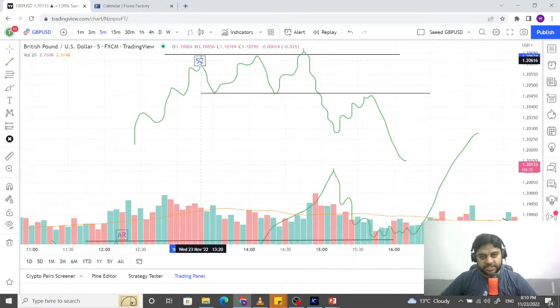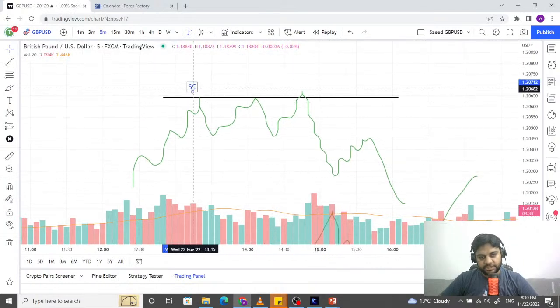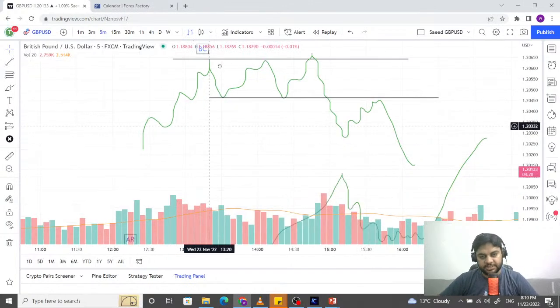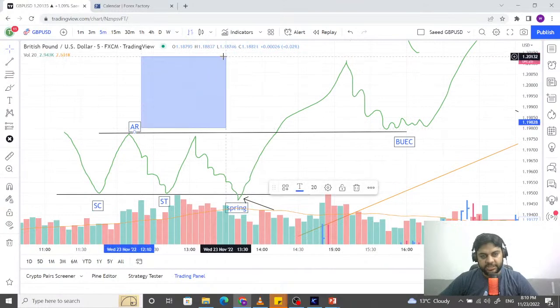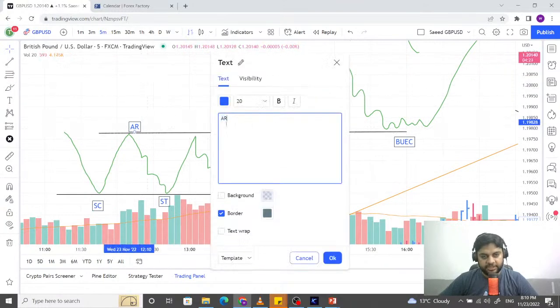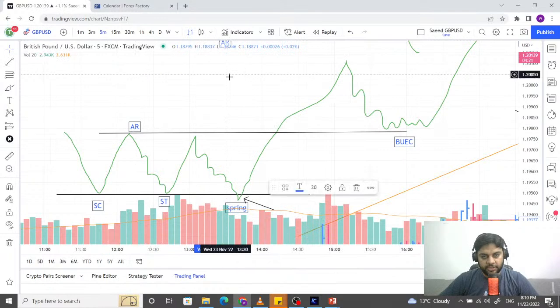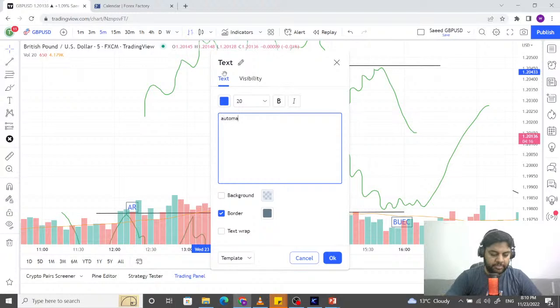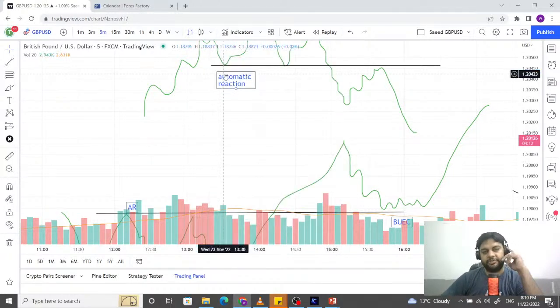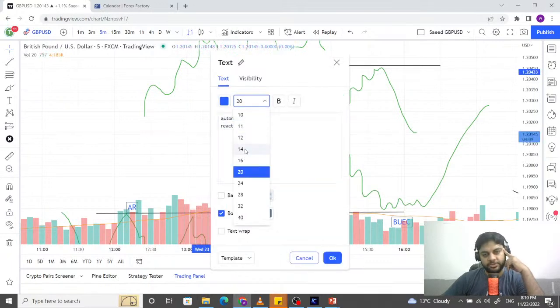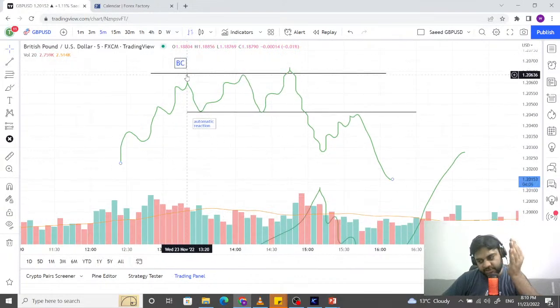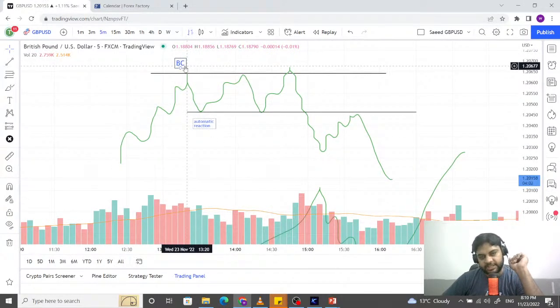This is not selling climax, of course. This is buying climax, right? This is buying climax, and then you have an automatic rally. So this was called automatic rally, but we also have an AR over here, and this is called automatic reaction. Okay, so you have an automatic reaction over here. You see, it's just the opposite of accumulation. BC, buying climax, automatic reaction.